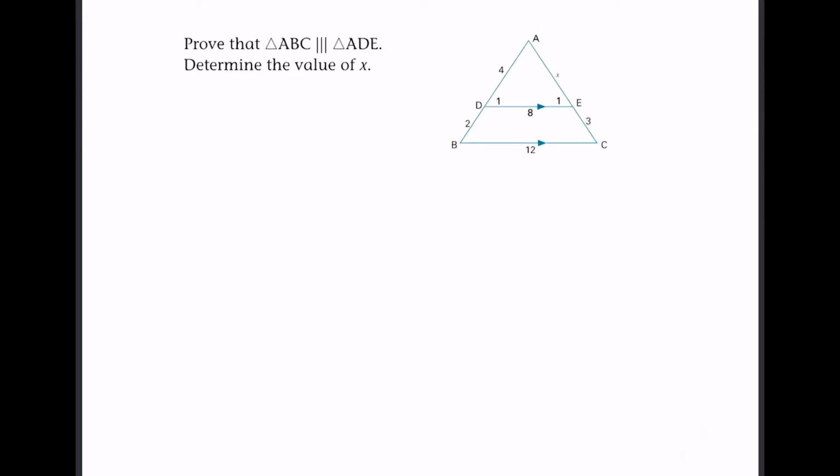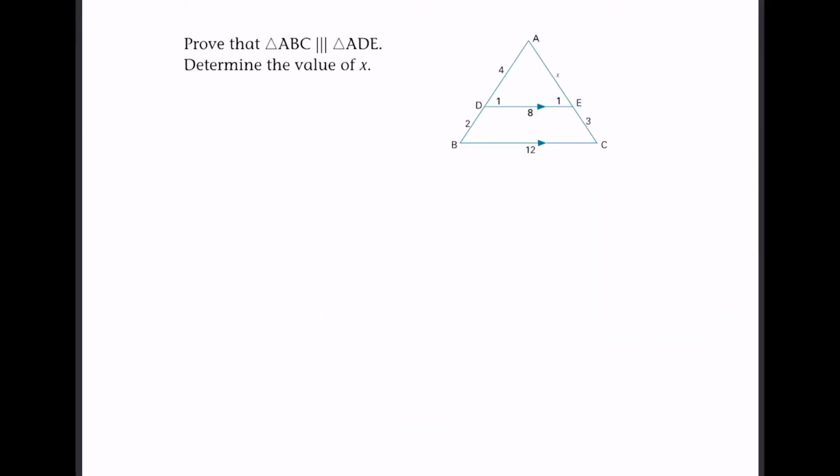Prove that triangle ABC is similar to triangle ADE and then determine the value of X. So now what we're going to do is start by proving similarity. Once we've proven that the two triangles are similar to each other, then that means that the sides are in proportion. All right. Now we only have one condition of similarity, and that is angle, angle, angle. So the three angles in the corresponding triangles have to be the same.